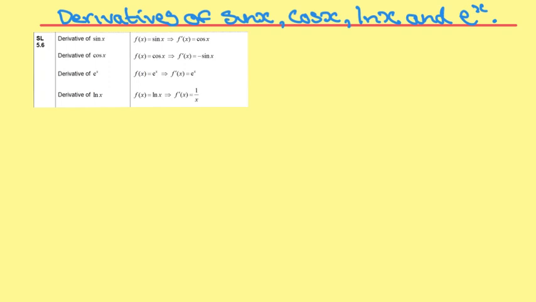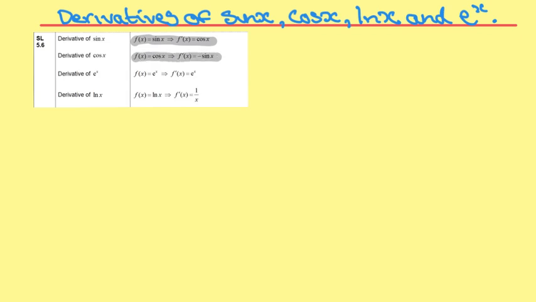In this video, we're going to look at the derivatives of sin x, cos x, log x, and e to the x. All four appear in your formula booklet. If f of x equals sin x, f dash of x is cos x. If f of x is cos x, f dash of x is minus sin x.